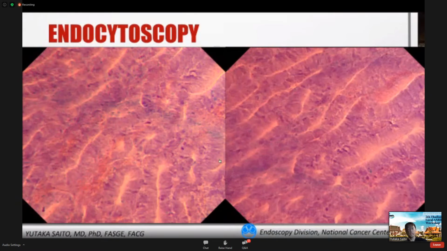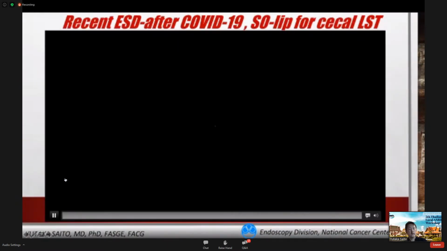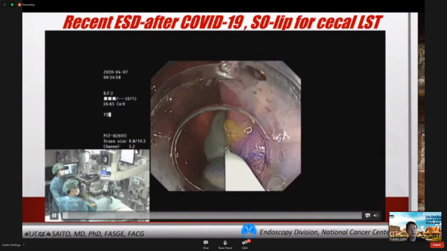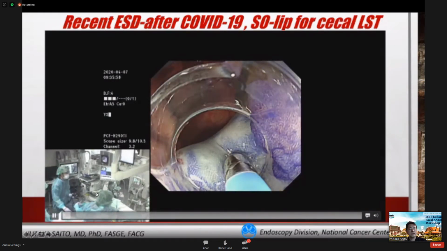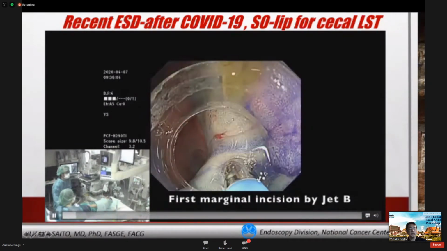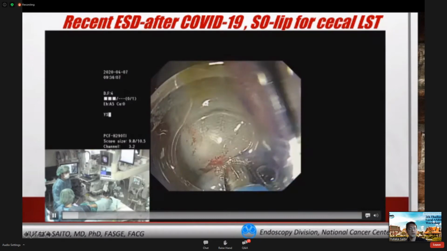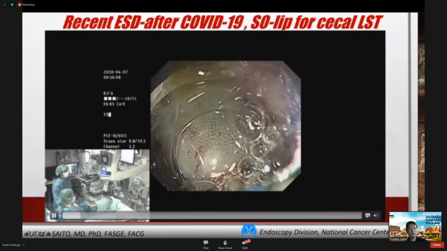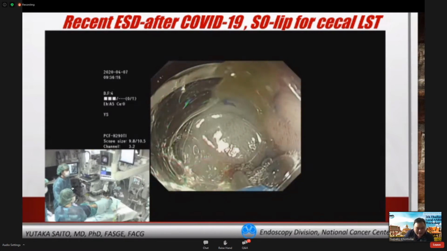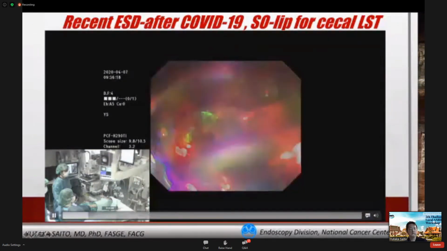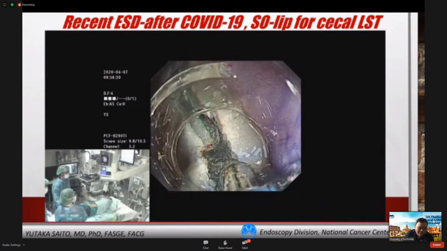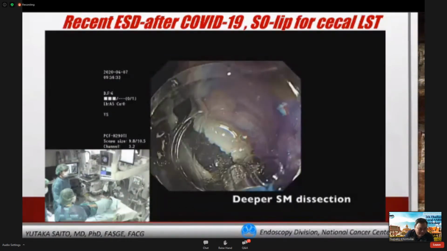So this is a recent case, different from the previous one. We are using the cap, mask, and goggles, and it's a really tough situation for us. How about in Thailand? Do you also take this kind of standard precaution during endoscopic procedures? Yes, we're doing it. During the high pandemic in April, we stopped the elective cases. We do only the emergency cases, and we do it like this.